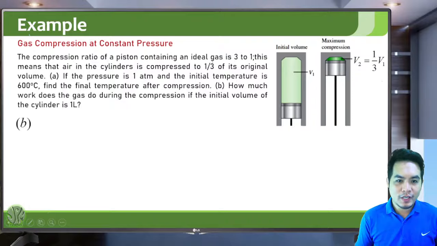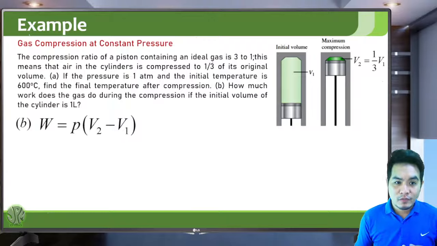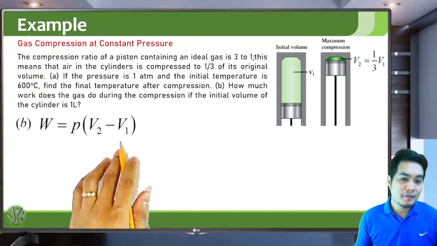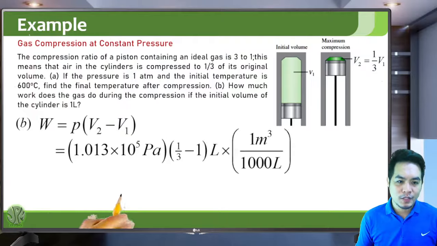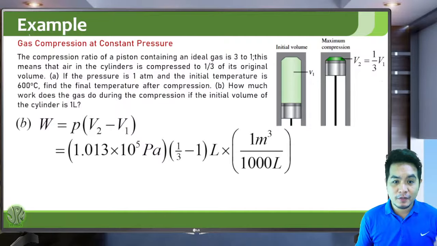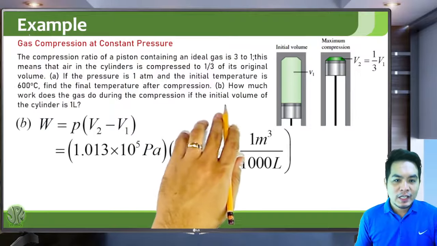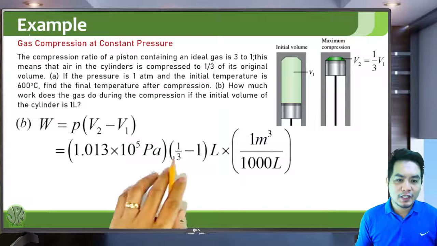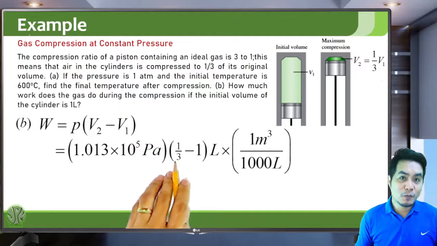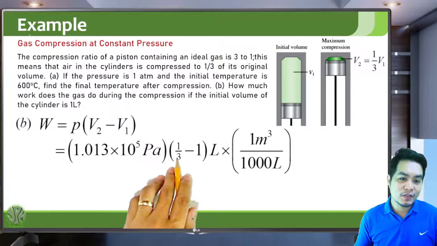For letter B, we are now asked to find the work done by or on the gas. In this case, we use this formula: P times the change in volume. Again, change in volume means final minus initial volume. The pressure is 1 atm. 1 atm in pascals is 1.013 times 10 to the 5 pascals. It is given here that the initial volume is 1 liter, and the final volume is 1/3 of that. So 1/3 of 1 is 1/3 liters.